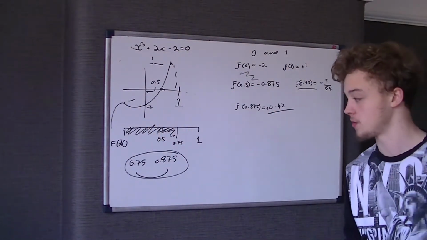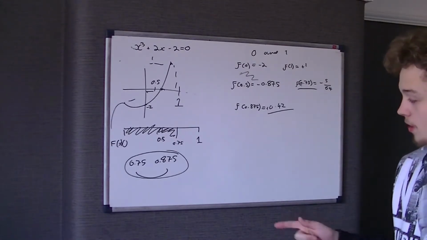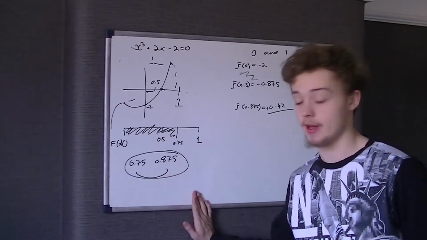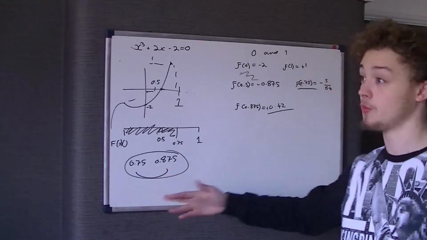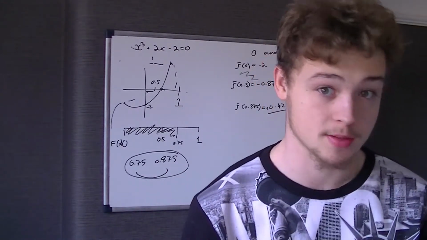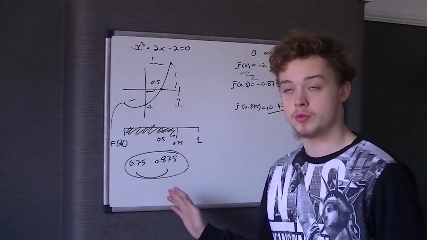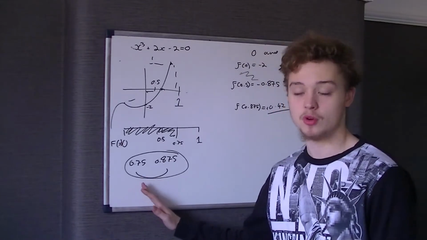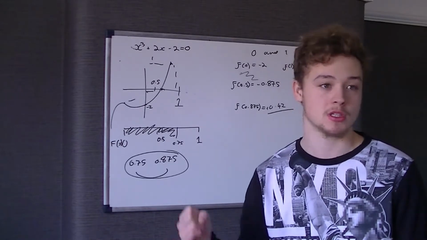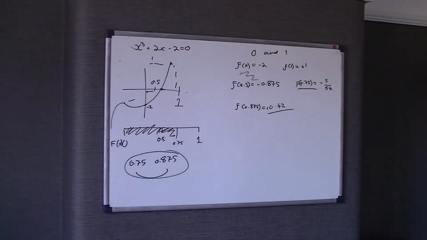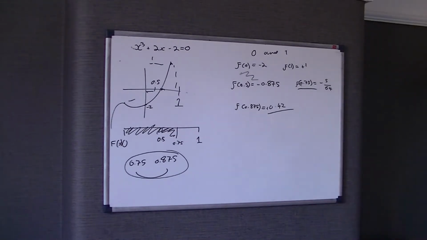Now we want it to one decimal place, okay? Now we don't know if it's past 0.85. If it's between 0.85 and 0.875, then we round it up to 0.9 to one decimal place. But if it's from 0.75 up to and including 0.8499, then we know that to one decimal place the root is going to be 0.8. But we don't specifically know what it is.